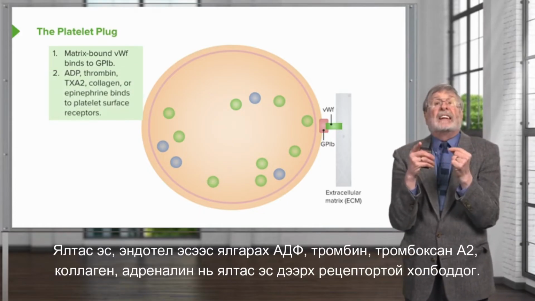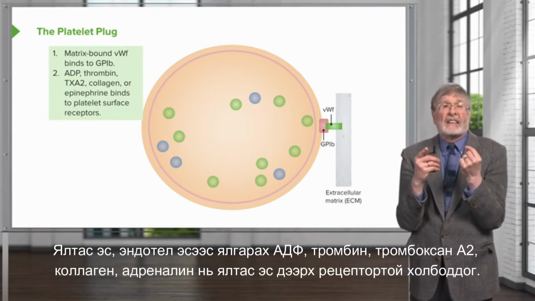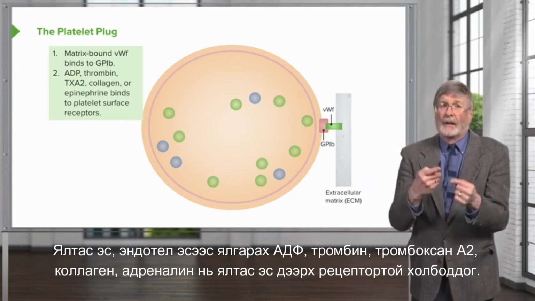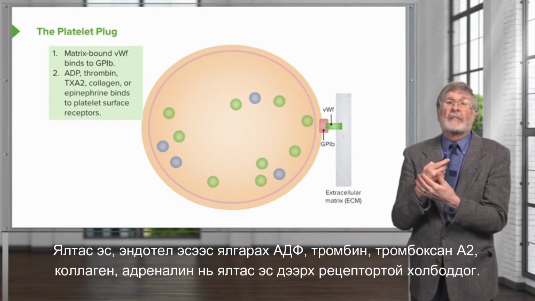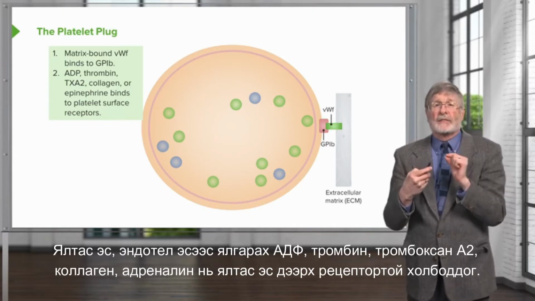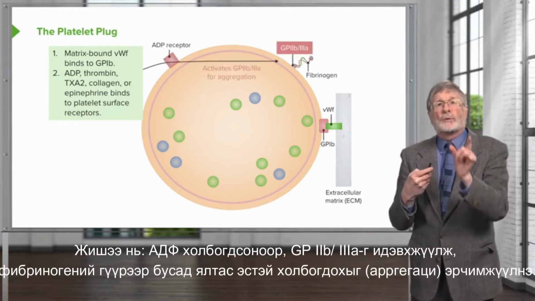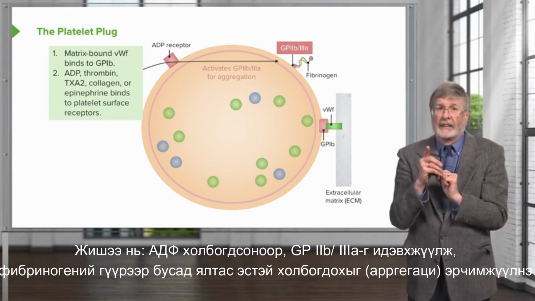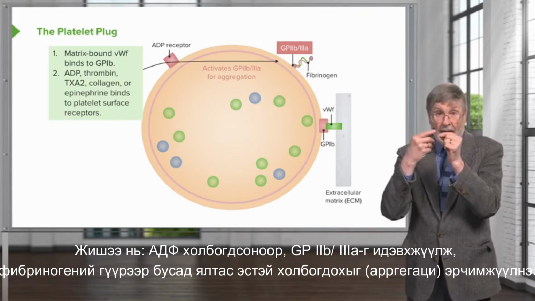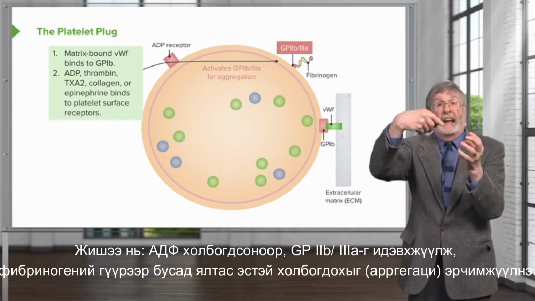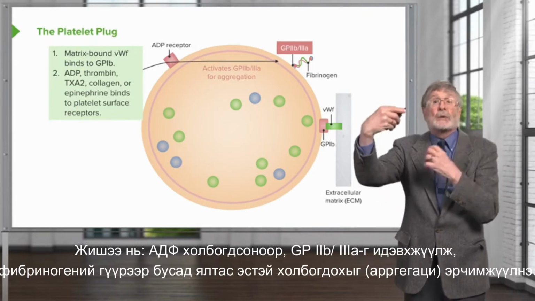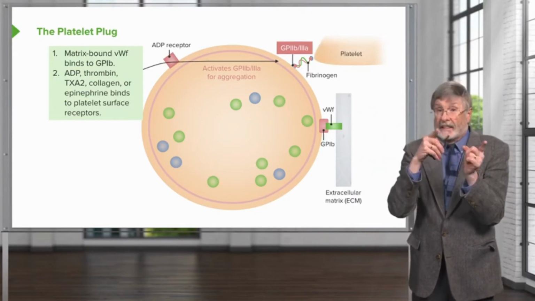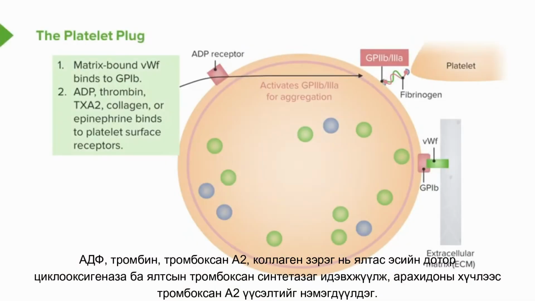Additionally, things that are released by platelets or by activated endothelial cells, adenosine diphosphate, thrombin, thromboxane A2, collagen, or epinephrine will bind to receptors on the surface of the platelets, and they will drive, number one, the activation of the glycoprotein 2b3a. That allows us now to interact with fibrinogen and to make a secondary interaction with additional platelets. Okay, so there you see the additional platelet now adhered.